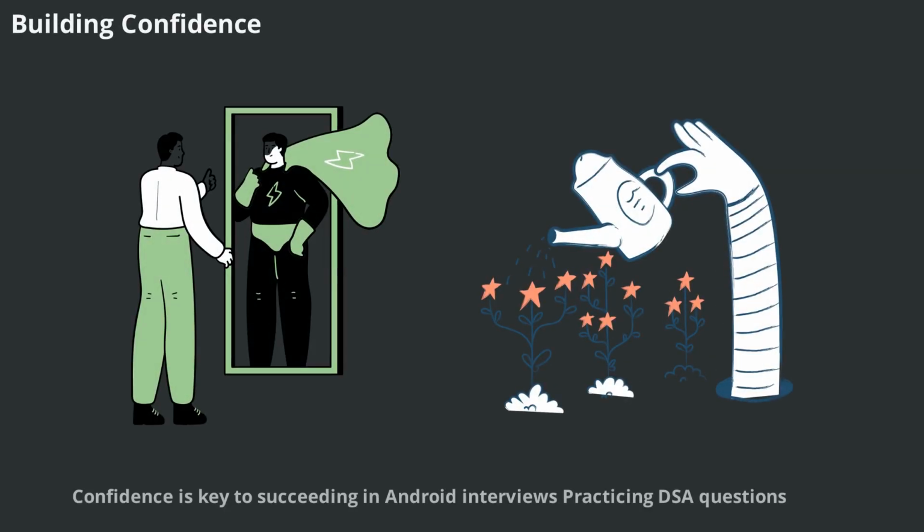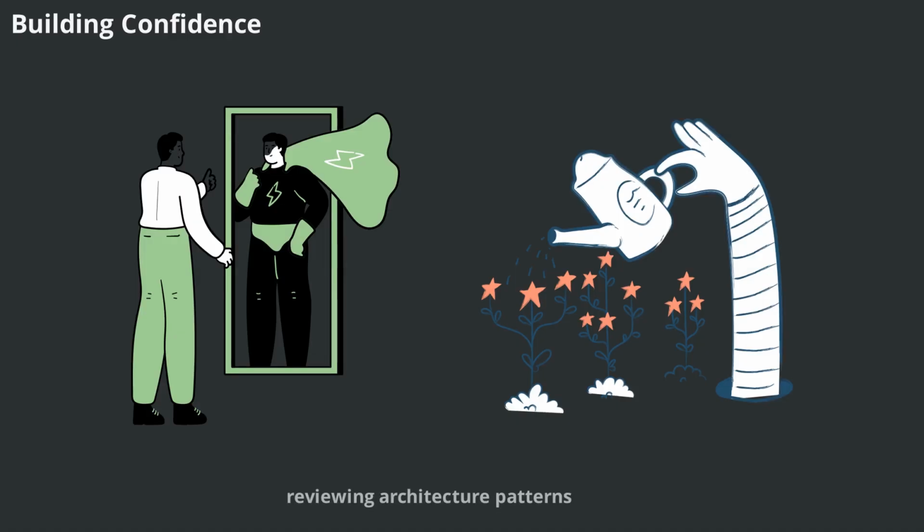Confidence is key to succeeding in Android interviews. Practicing DSA questions, reviewing architecture patterns, and engaging with the community builds your self-assurance. Interviewers notice candidates who approach problems calmly and explain their reasoning clearly. Keep practicing and stay positive.